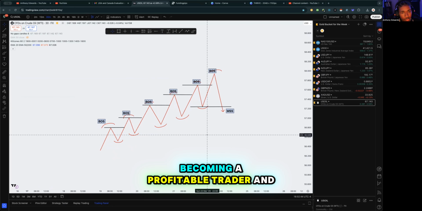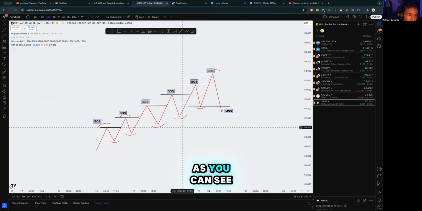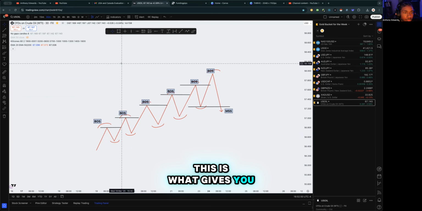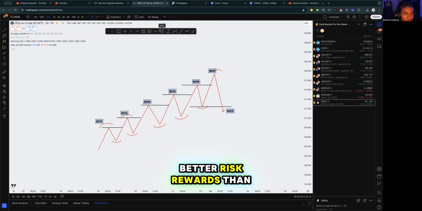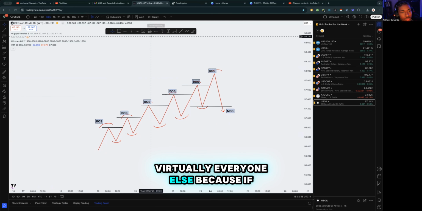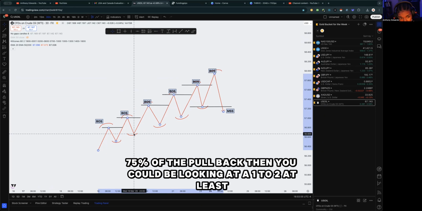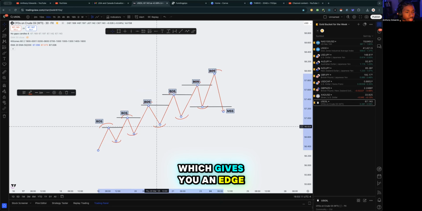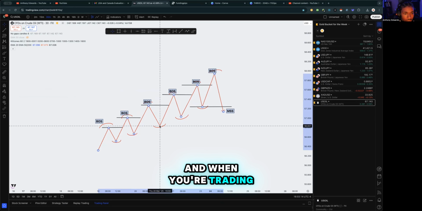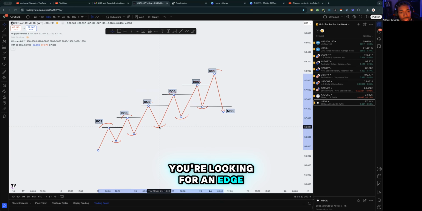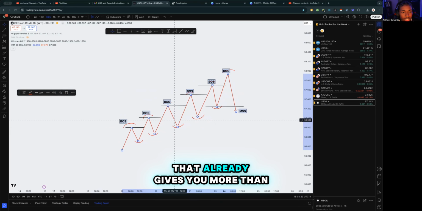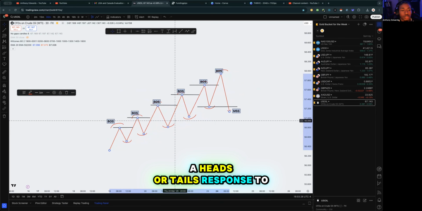This is the basics of becoming a profitable trader. And as you can see, this is what gives you better risk to reward than virtually everyone else. Because if you're entering on 50% or 75% of the pullback, then you could be looking at a 1 to 2 at least, which gives you an edge. And when you're trading, no matter what type of trader you are, you're looking for an edge. And once you get an edge, that already gives you more than a heads or tails response to your results.